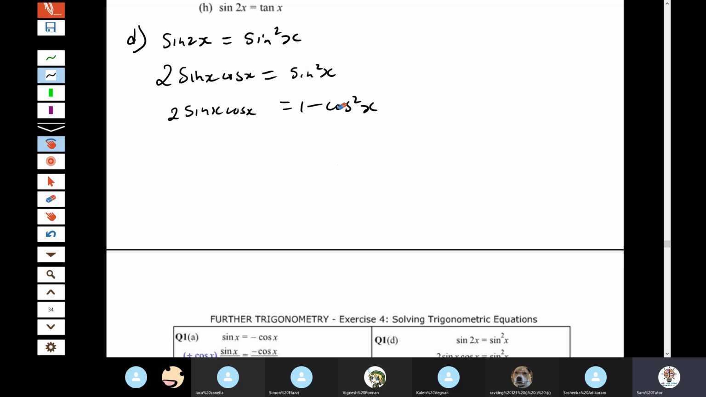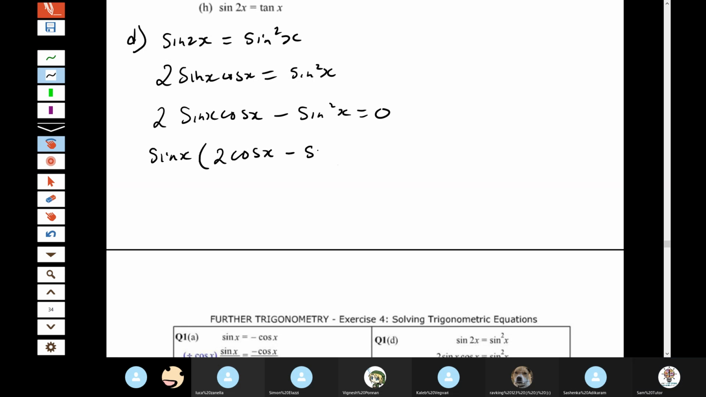All right. Back to what we were saying. Yes, you would bring it over to the left-hand side. So 2 sine x cos x minus sine squared x equals 0. What do you do now?